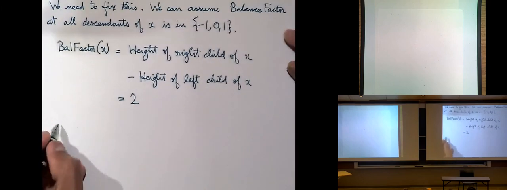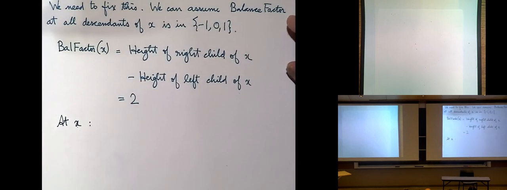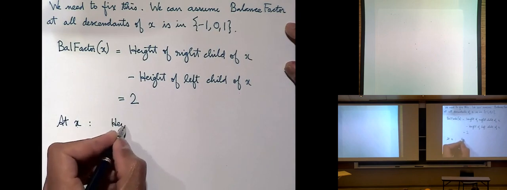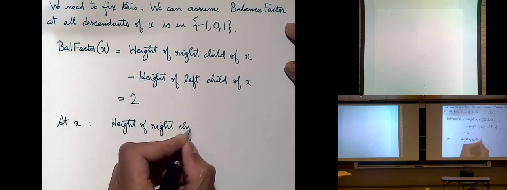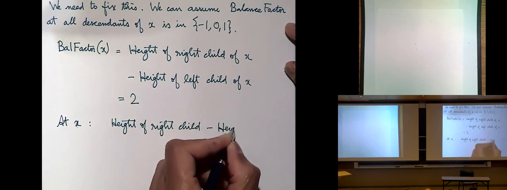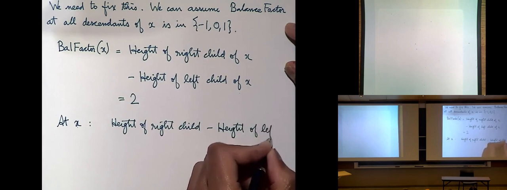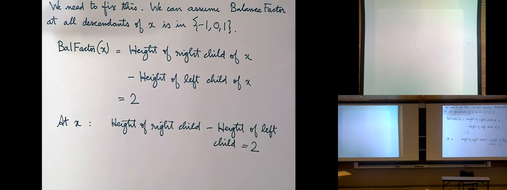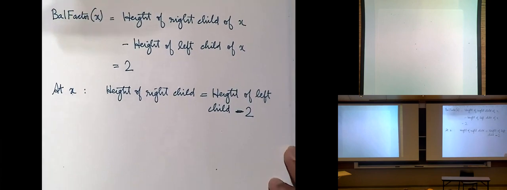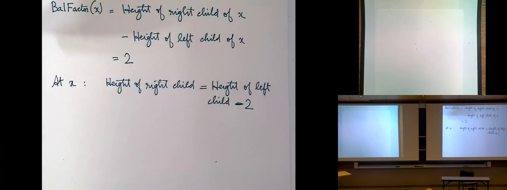So just to say this again, what this means is at x, the height of the right child minus the height of the left child is equal to 2. Right? This is the situation that we have. So the height of the right child is equal to the height of the left plus 2. But for all strict descendants, there's no problem.